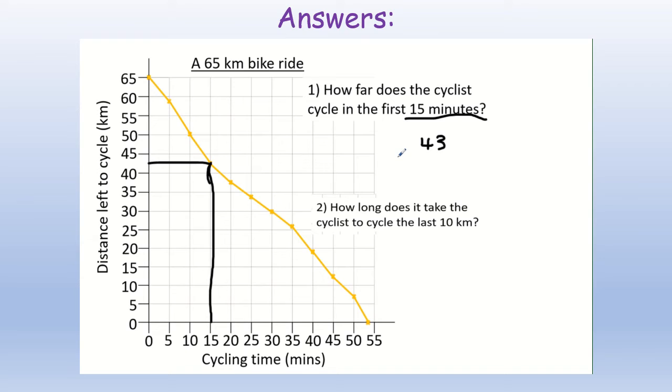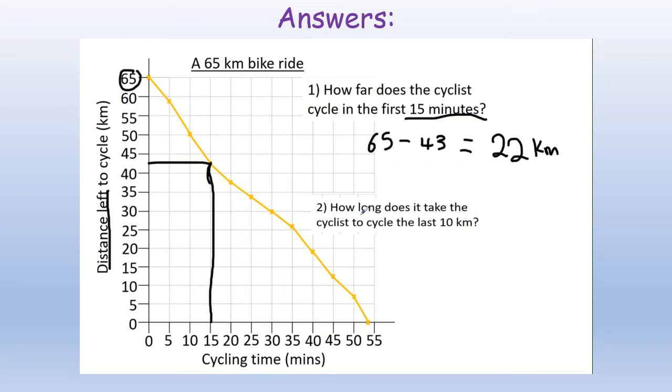However, that isn't your answer, because this on the left is the distance left to cycle, not the distance cycled. So you need to look at the total distance, which is 65. Subtract how far you've just found, which was 43, and that will give you the answer. 22 kilometres. Tricky, but not so hard once you know what you're looking for.